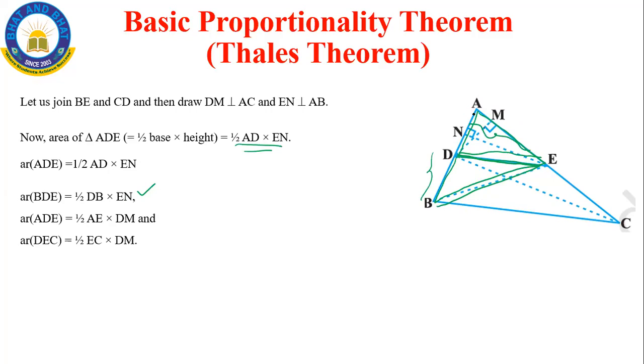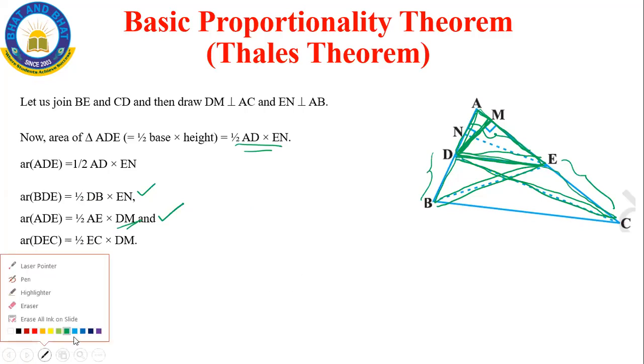Then ADE is considered again. Why is this triangle considered again? Because DM can also be a perpendicular to the same triangle. So we got AE into DM, that is this statement. And finally, we considered the last sub triangle DEC. For DEC, half into EC into DM, where DM becomes the perpendicular. Okay, fine.